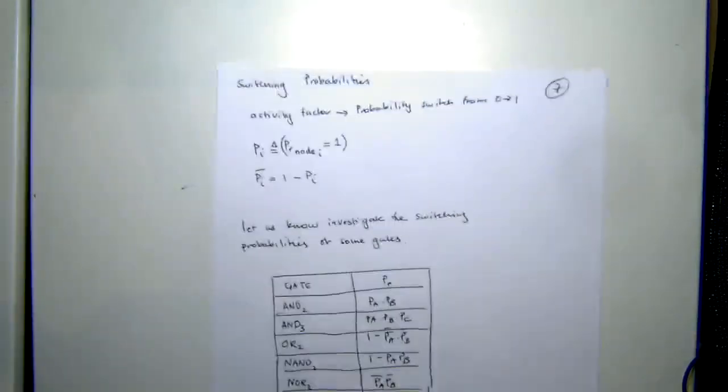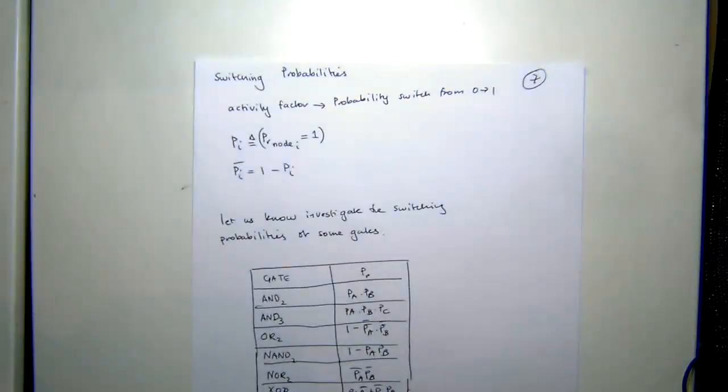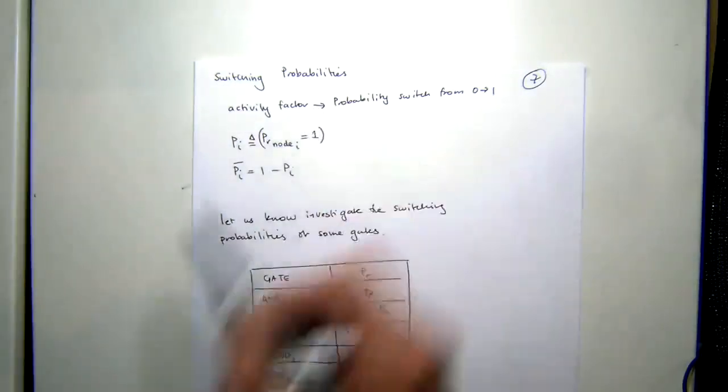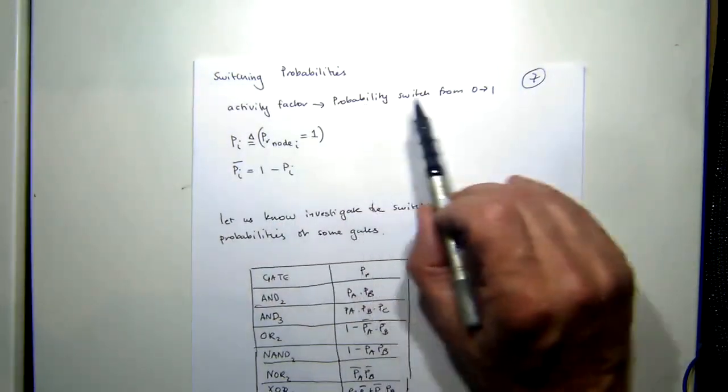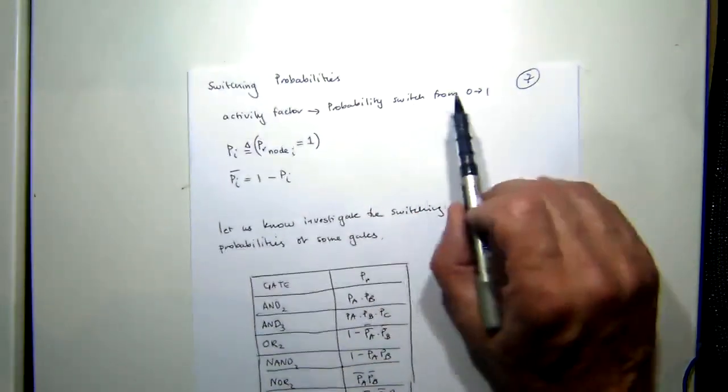All right. Let's now talk about switching probabilities and activity factors. We said that the activity factor is the probability that we're switching from a 0 to a 1.